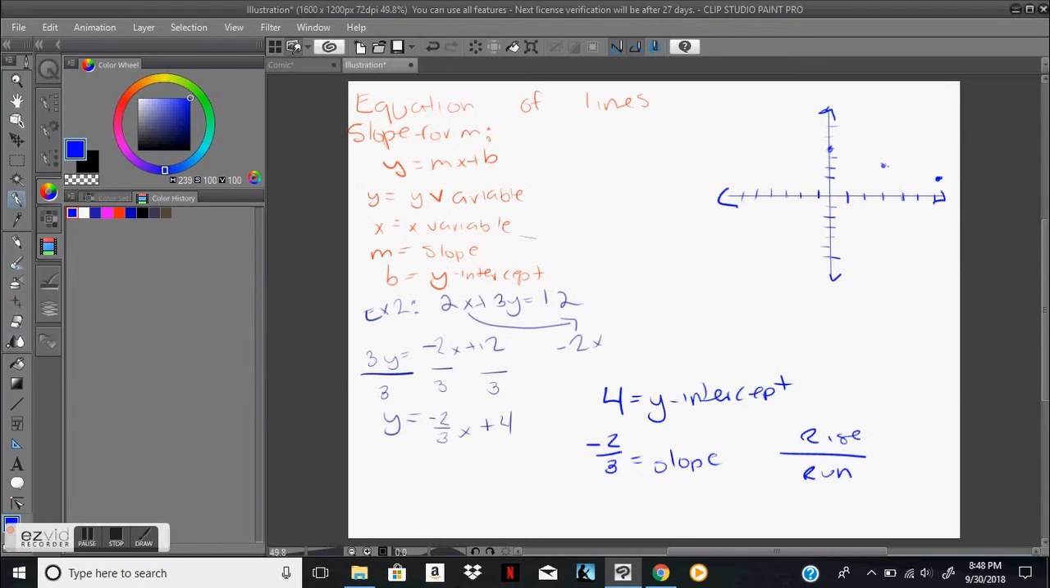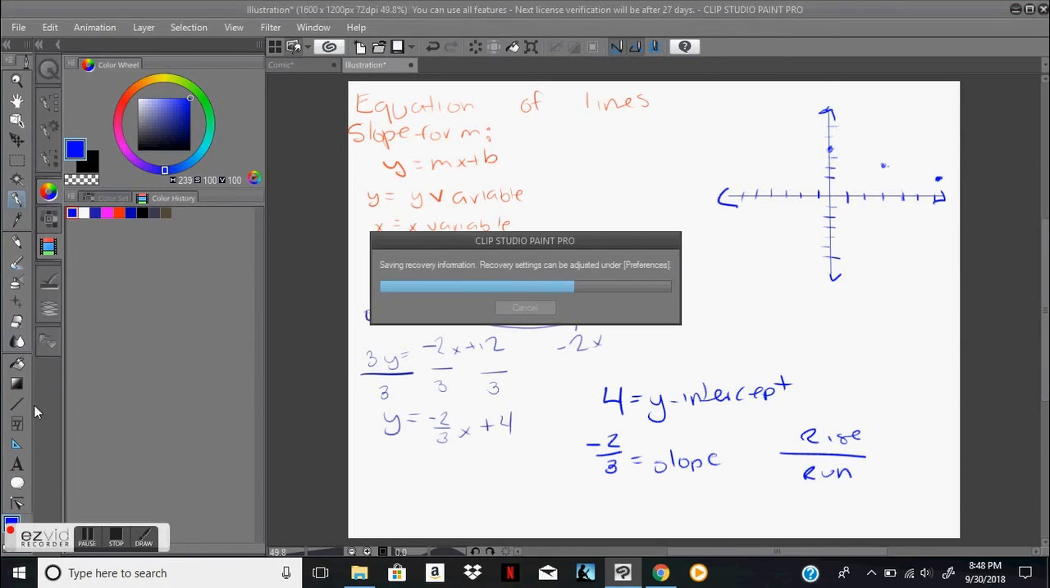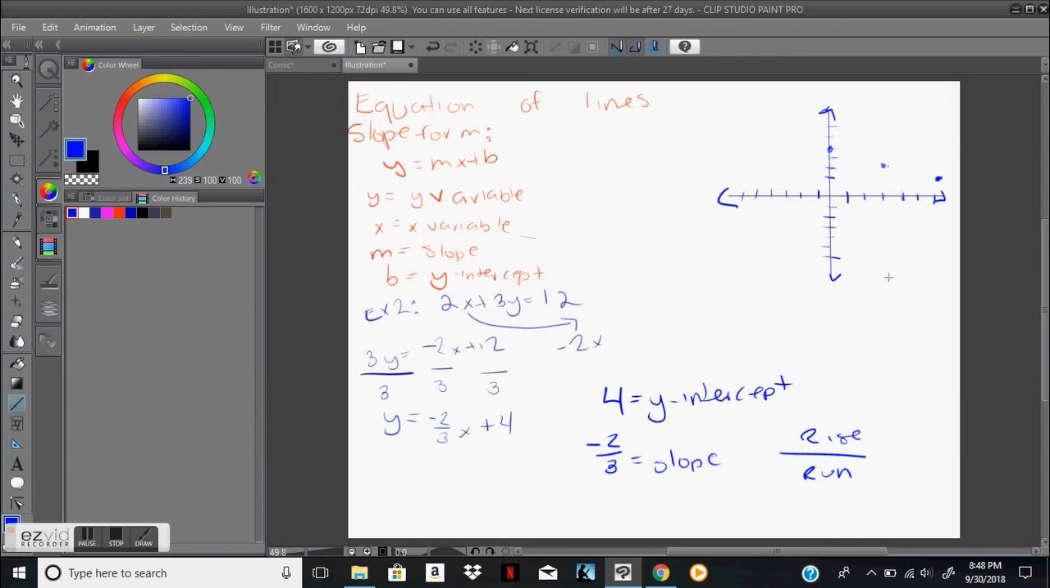And now that we have our points, we're just going to draw a line right through them. And that would be how we graph this equation. And you're just going to label the line y equals -2 over 3 x plus 4.